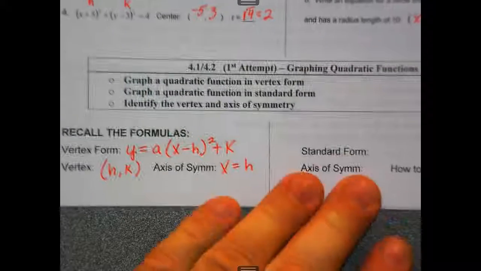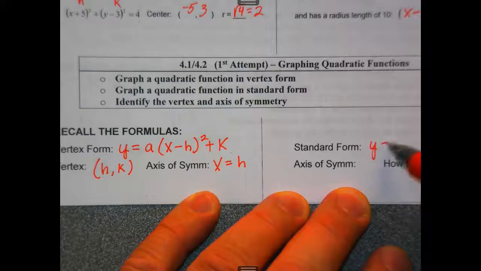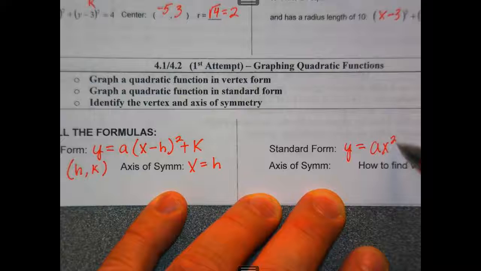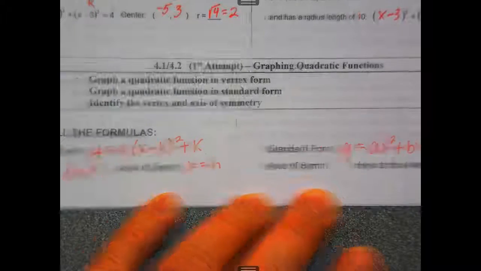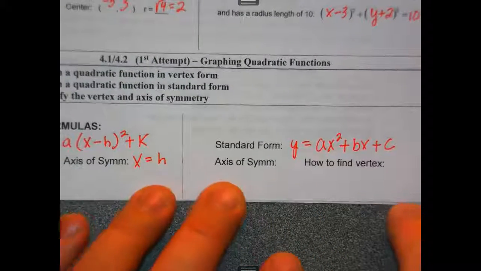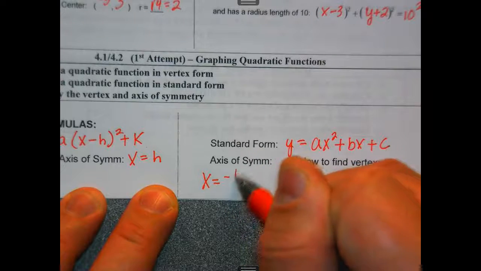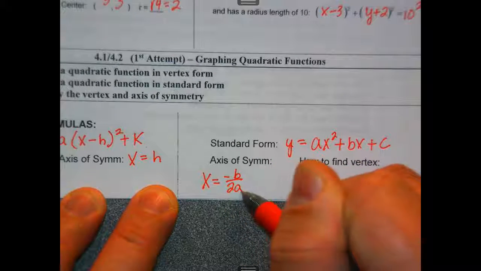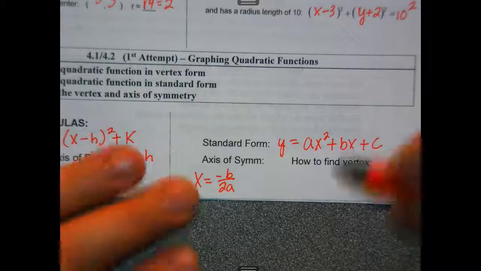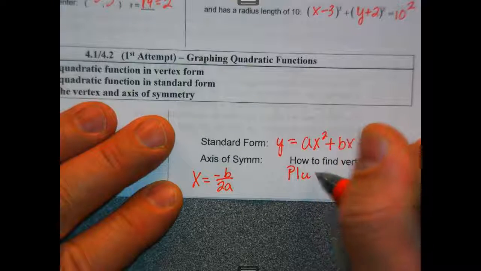And standard form's the hard one. y equals ax squared plus bx plus c. Axis of symmetry, x equals -b over 2a. And how do you find the y coordinate? Plug it back into the equation.